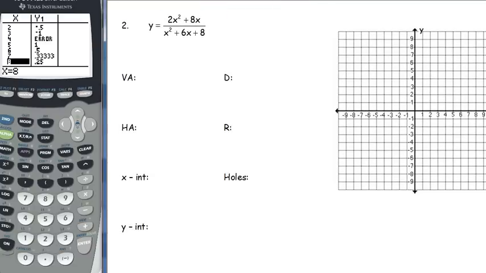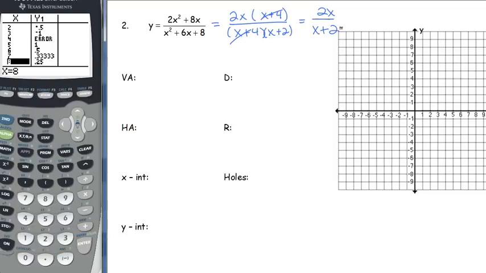For number 2, we see that we're going to have factoring going on top and on the bottom. On top, we can factor out a 2x. We're left with x plus 4. On the bottom, we can factor that to be x plus 4 and x plus 2. And we happen to have x plus 4's cancel out again. It's not always going to be x plus 4. It can be any quantity that's canceling from the top and bottom. So we're left with 2x over x plus 2.